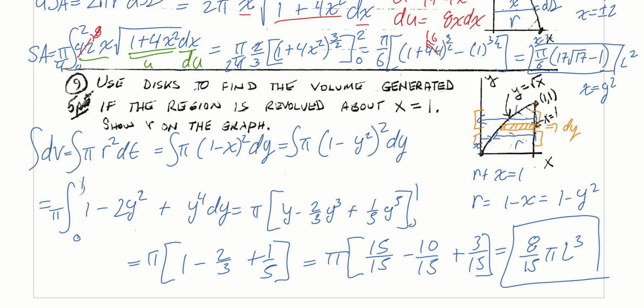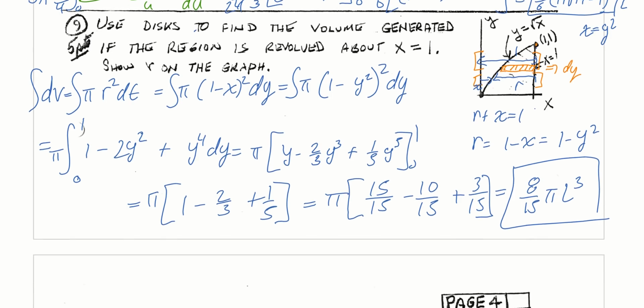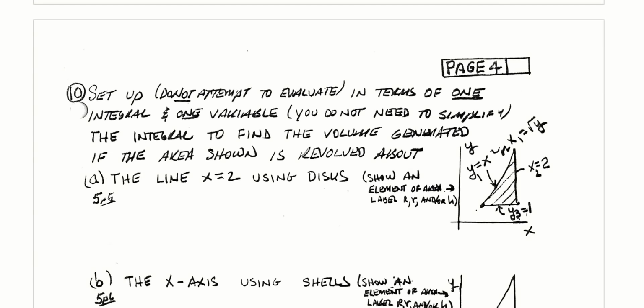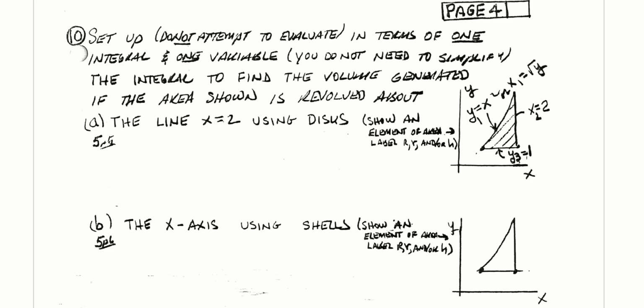All right, pretty straightforward, I would say, but there's definitely a process to it that you can figure out. It says set up but do not evaluate. So this is where if you really understand what you're doing, you don't care about the number, you don't care about the algebra, you just care about how you set this up. But this is in terms of one integral and one variable. So we can't have x and y's in here, and we can't have two splits. We make sure we do this optimally, meaning we only have one integral, and we can't have anything split up.